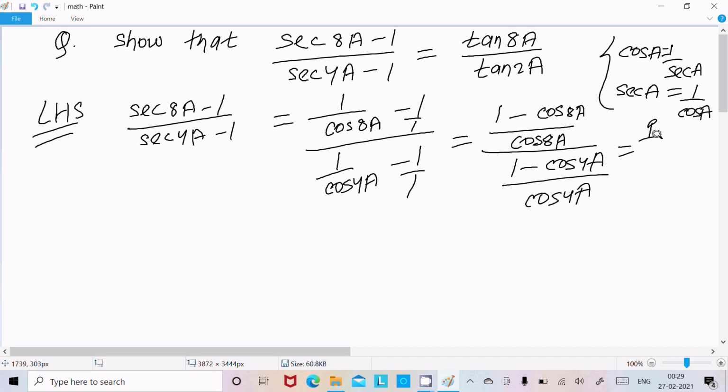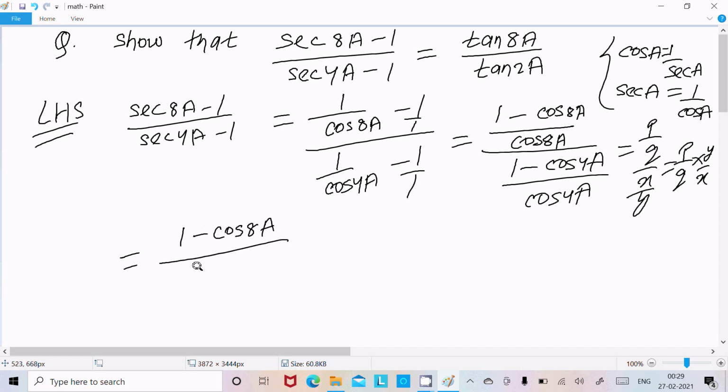So this is the form of P by Q divided by X by Y. In a case like this, Y goes up and X goes down. So here we can write 1 minus cos 8A, and here this goes up, so we can write cos 4A, and here it goes down, so (1 minus cos 4A) into cos 8A is the denominator.